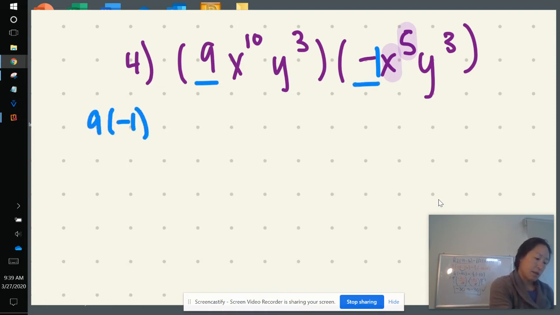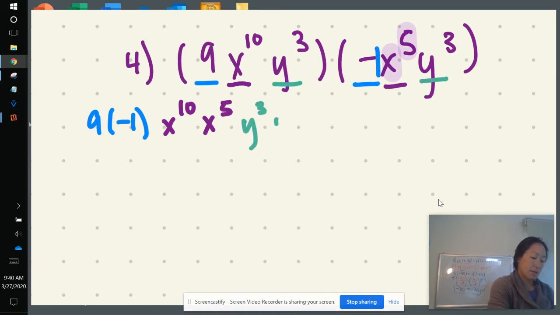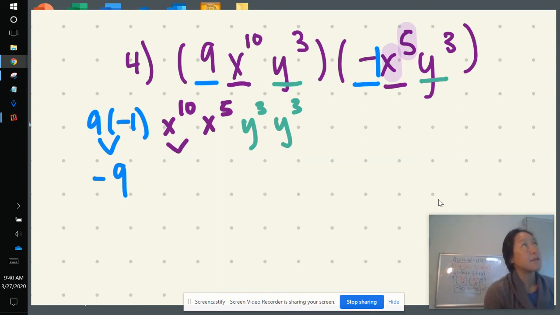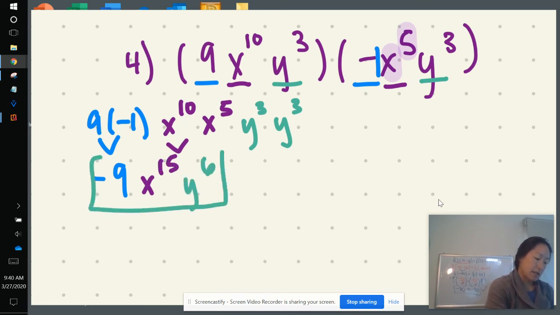And then I'll group together my x's. So x to the 10th times x to the 5th. And then finally the y's. So y to the 3rd times y to the 3rd. So I go ahead and multiply. 9 times negative 1 is negative 9. x to the 10th times x to the 5th is going to give me, what am I going to do with the exponents? I'm going to add them, x to the 15, and then y to the 6th. And that's done.